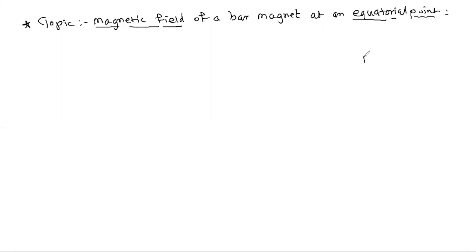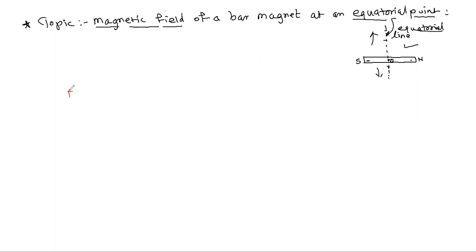Equatorial point is nothing but, suppose you have this bar magnet, so this is the south pole and this one is the north pole, and then you draw the perpendicular bisector of this bar magnet. Then this line passes through the midpoint of this one, which is suppose O. Then this line is called the equatorial line. And if you take any point on this line, to this side or to this side, and find the magnetic field at that particular point, then you will get the magnetic field of a bar magnet at an equatorial point. So let us draw this figure here.